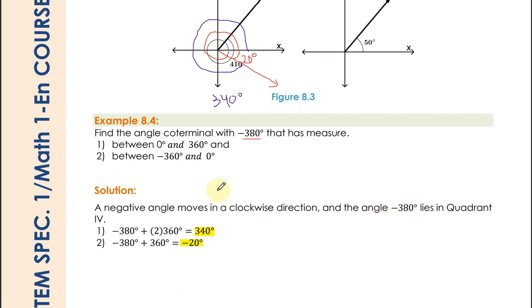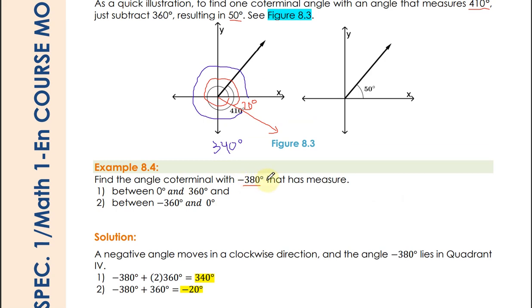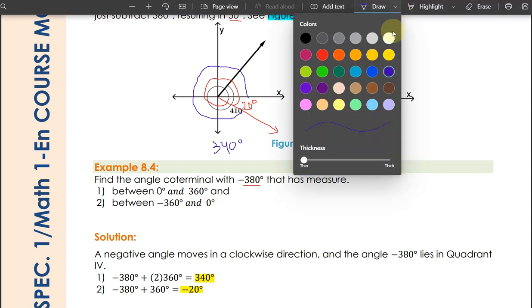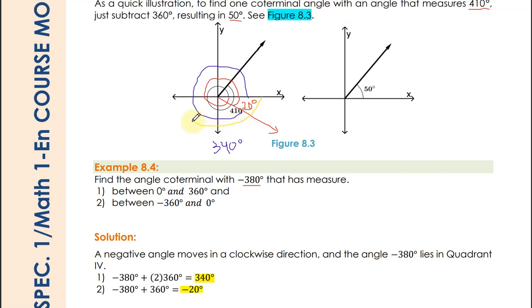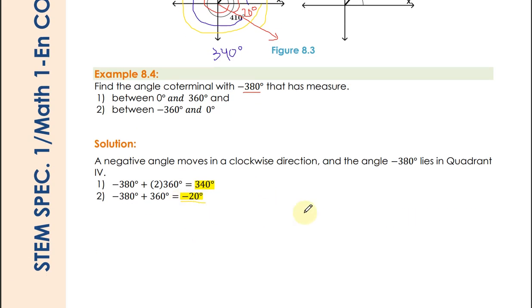There is an explanation. For number 2, it is the same, negative 380, that red one. But here, it is in between negative 360 and 0. That is in the counterclockwise direction. So from negative 360, it goes toward 0. So we turn this way, in the negative direction, that is in the clockwise direction. So we have an answer of negative 20 angle.